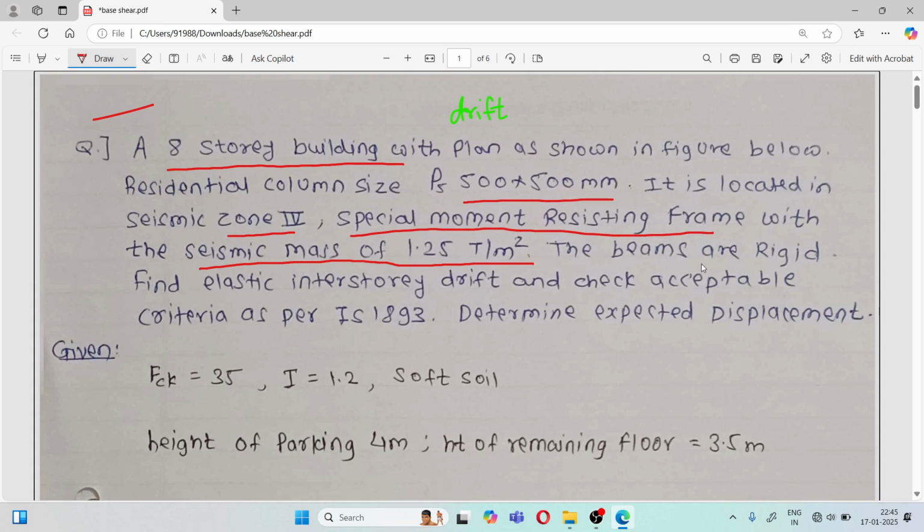They said that the beams are rigid, means we can consider them fixed. So this is what we want to find, the elastic interstory drift. We are also going to check the acceptable criteria as per IS 1893, and we are also going to find the displacement of the structure.